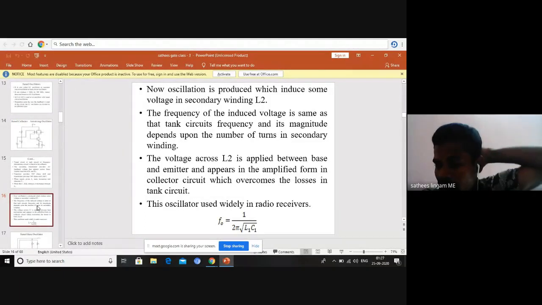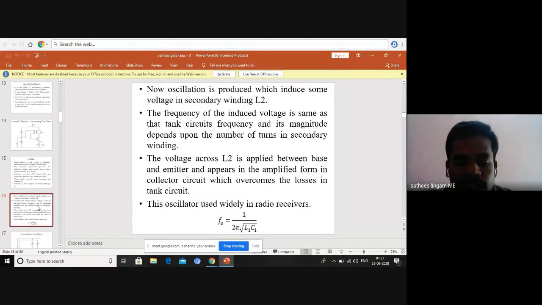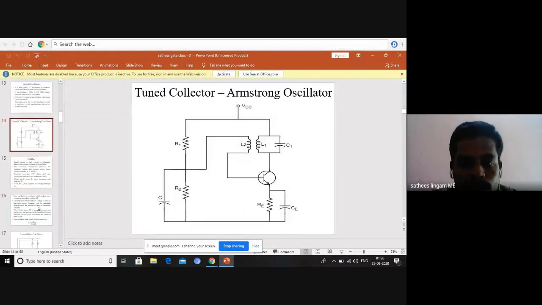That oscillation, which means an AC signal, is created by the tank circuit, which is fed back to the input, that is the base. Then what is the frequency of the oscillation? That we want to know. The oscillation frequency is equal to 1 by 2 pi root L1 C1. You know what L1 and C1 are. From that L1 C1 only the oscillation is getting created, so it is related to L1 and C1.